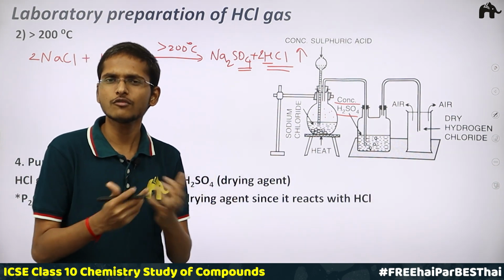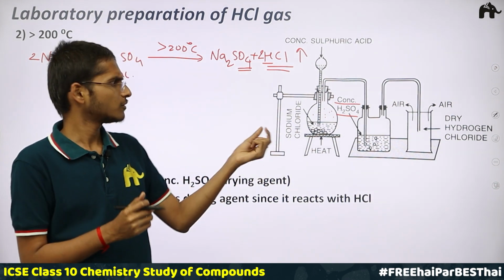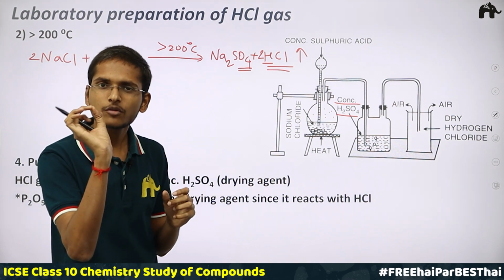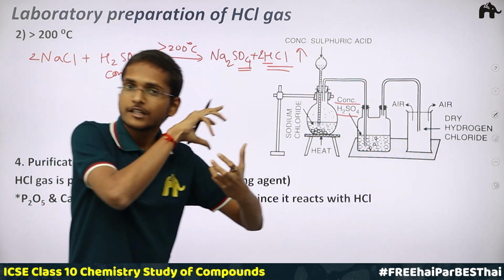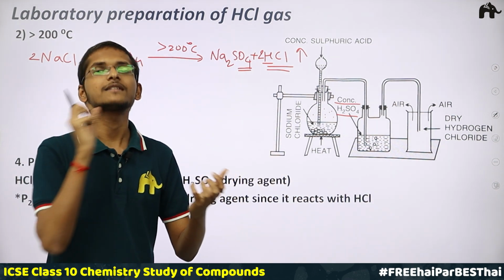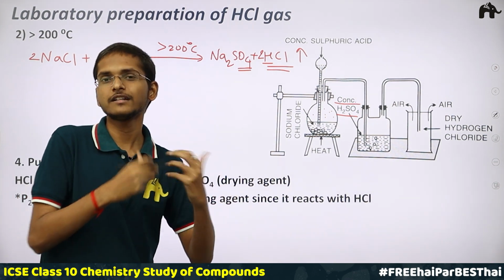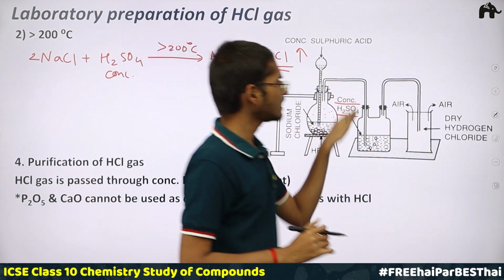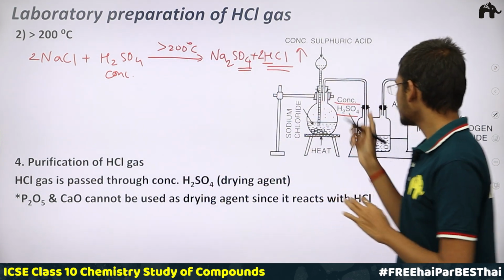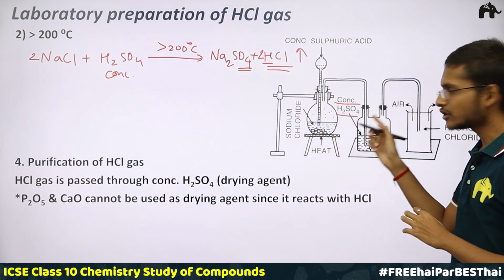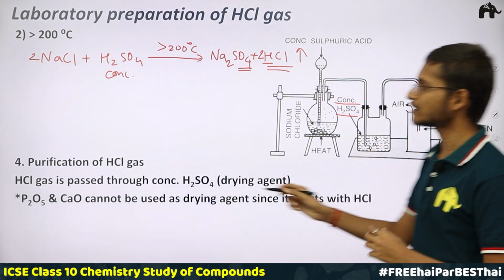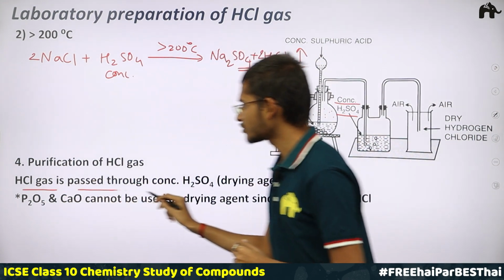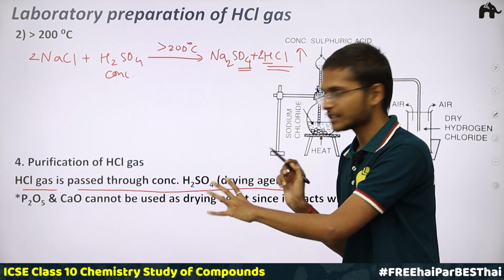What is the meaning of drying off? You know now, our HCl gas has some tiny droplets of hydrochloric acid. So it would remove the water from our HCl gas. Then again our HCl gas would be dry. Correct. So that's why we pass our HCl through this tube into the concentrated sulfuric acid, which is a drying agent.